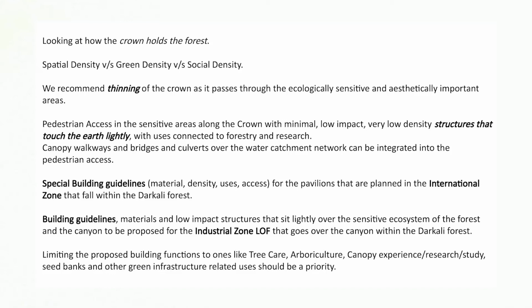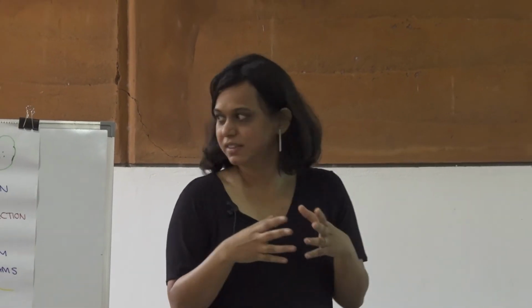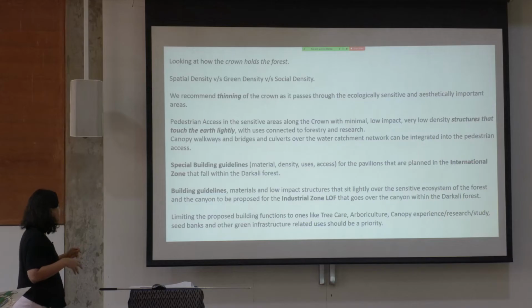So pedestrian access in the sensitive areas along the crown with minimal, low impact, like Glen Market comes here again with structures that touch the earth lightly. Canopy walks and bridges and culverts over the water catchment network can be integrated in the pedestrian access. Now, special building guidelines need to be prepared for the pavilions that are planned in the international zone. So the pavilions of the Americas need to have certain guidelines which are sensitive to the context where they find themselves. Also, the industrial zone line of force that comes, which I had made into a line of force of water, needs to have guidelines which are line of force of life, need to have their own guidelines.